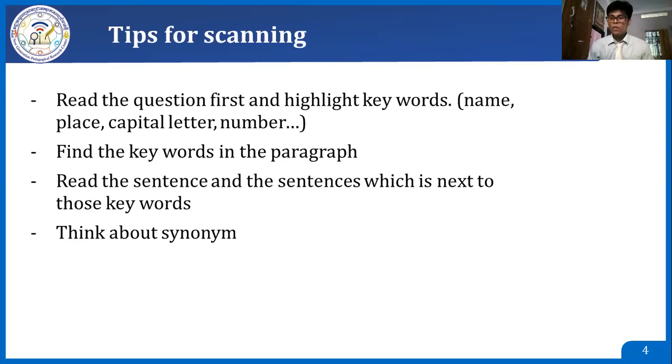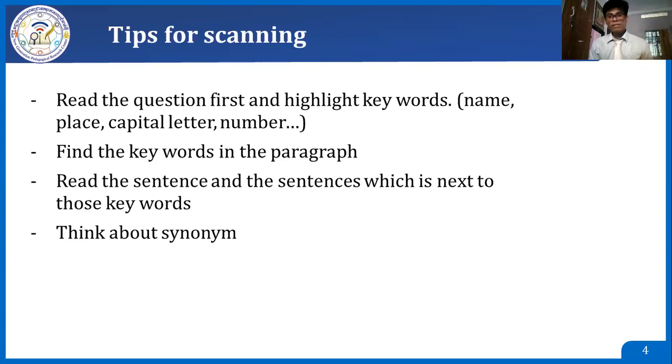And after you find the keywords in the text or paragraph, your job is to read the sentences which stay before or after that keywords. So read that sentence and the sentence before or the sentence after that keywords. So this is the key.